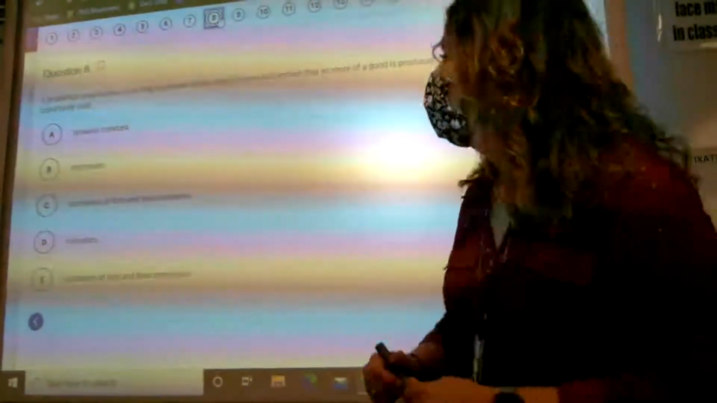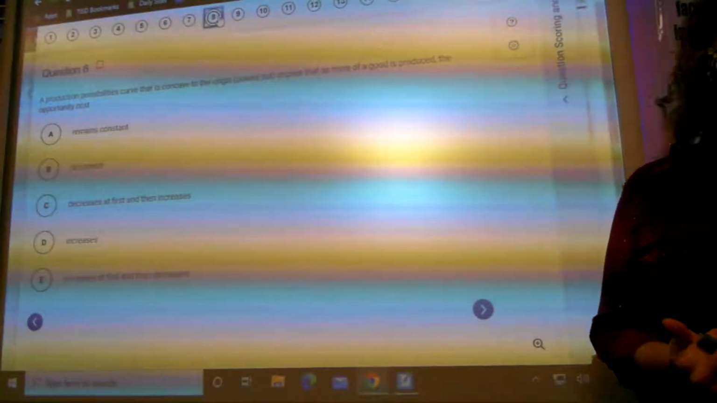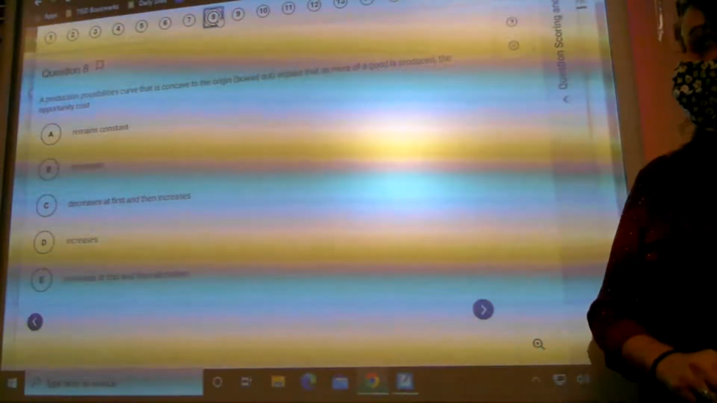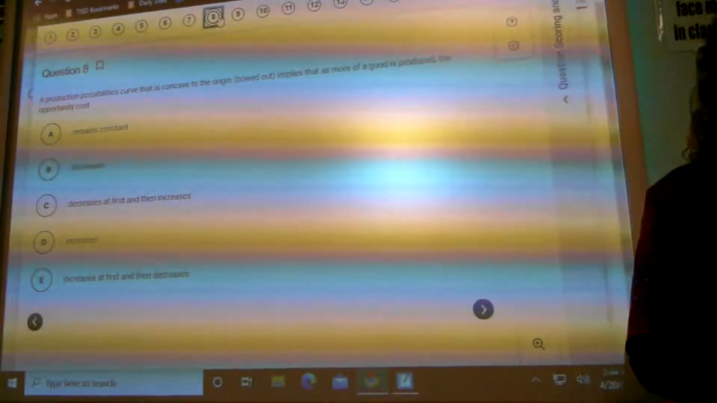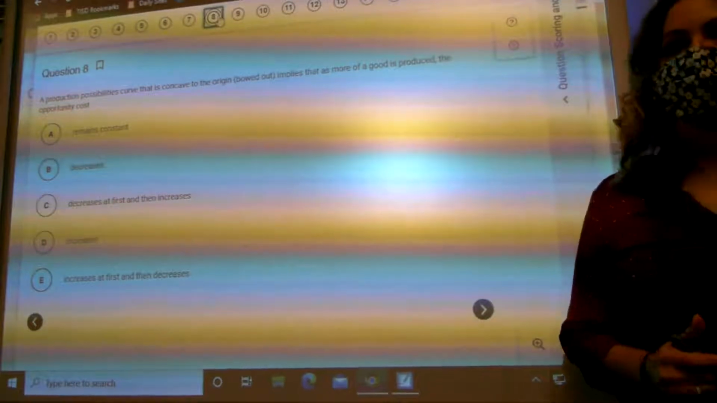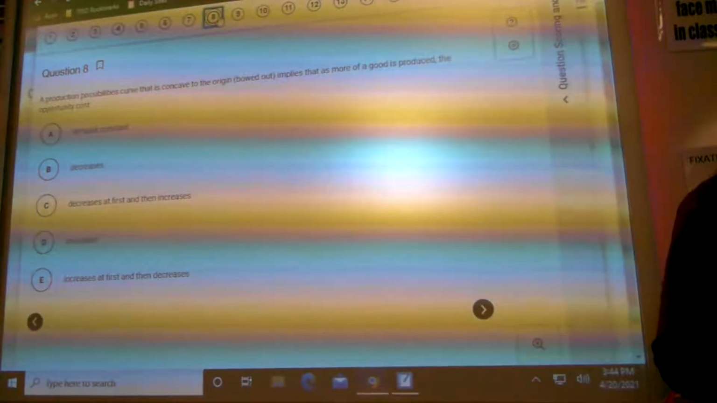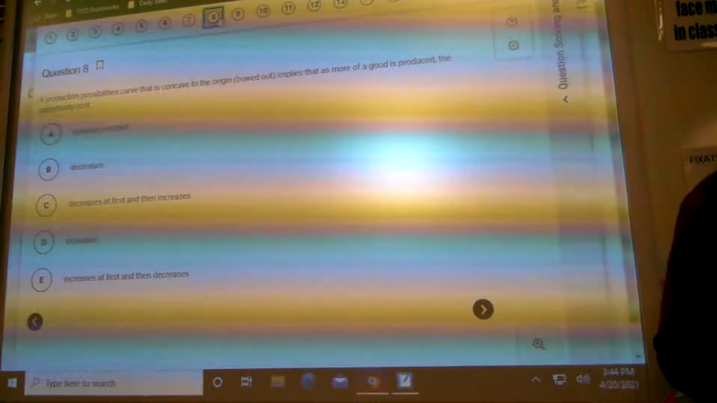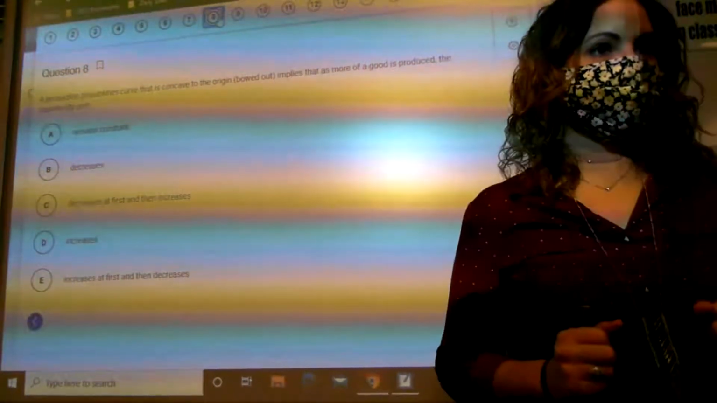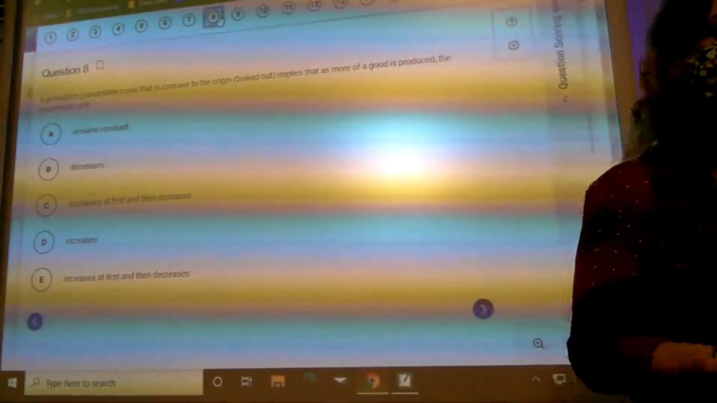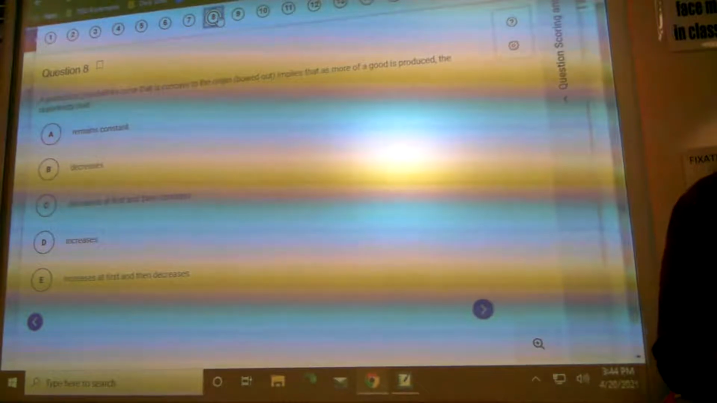All right. So the PPF, a curve that is concave to the origin, meaning it's bowed out, implies that as more of a good is produced, the opportunity cost. Wait, that's more. Okay, first off, he's right.